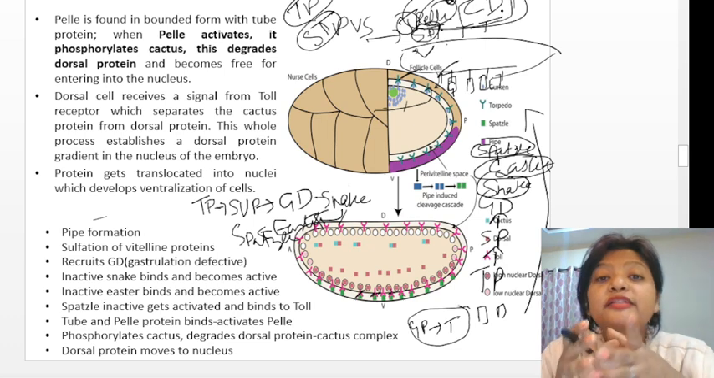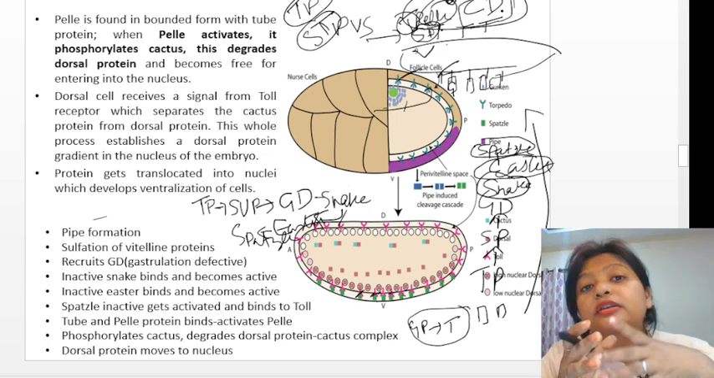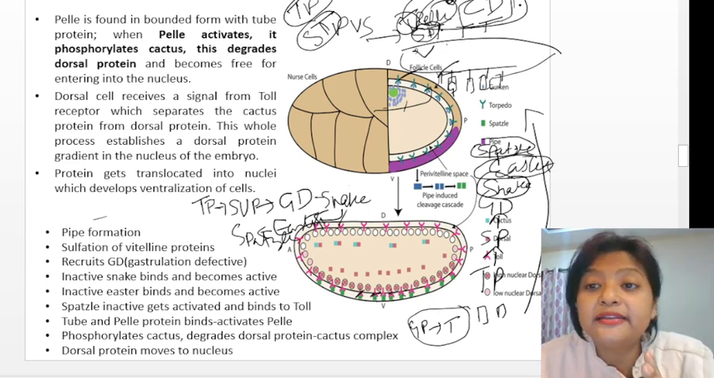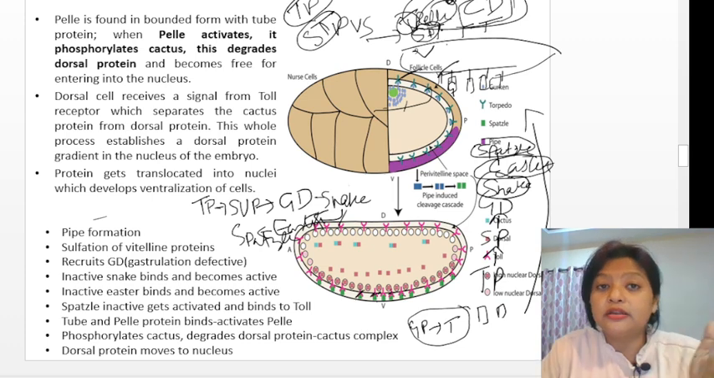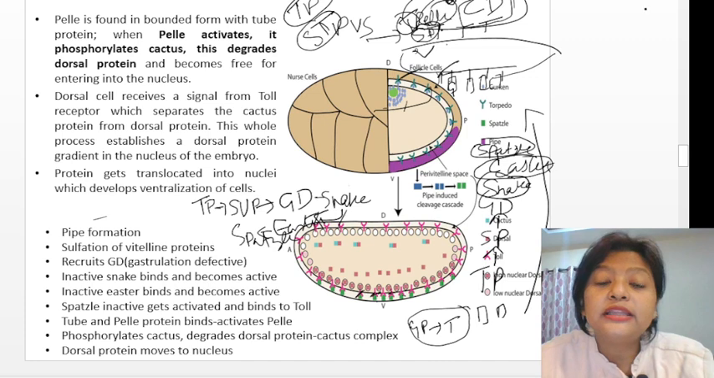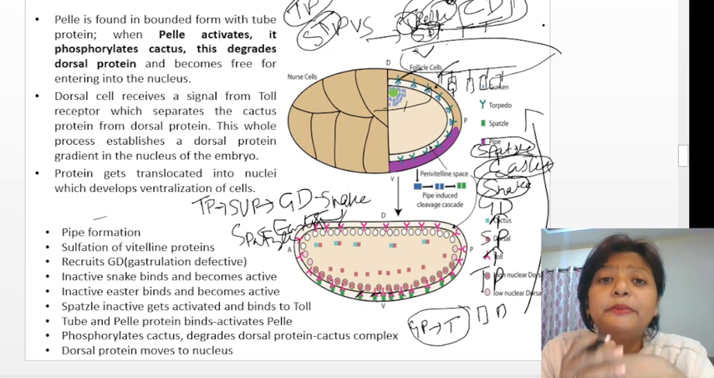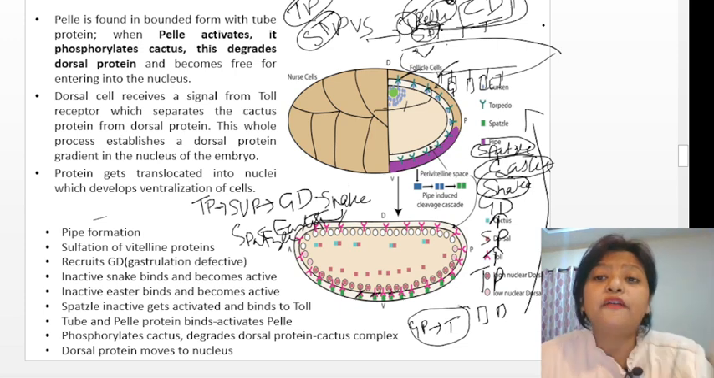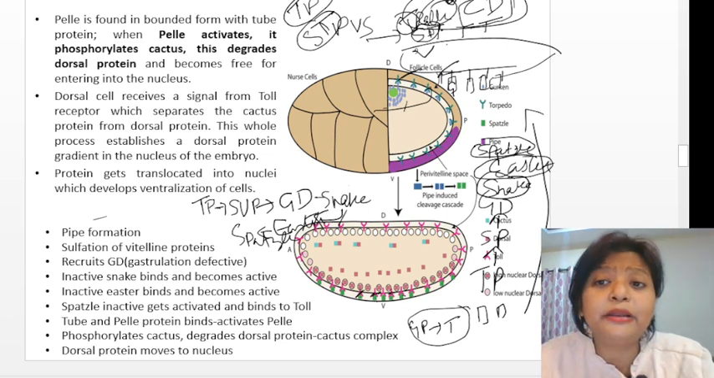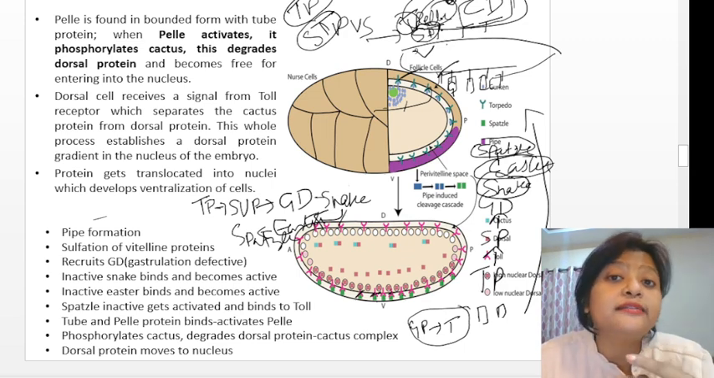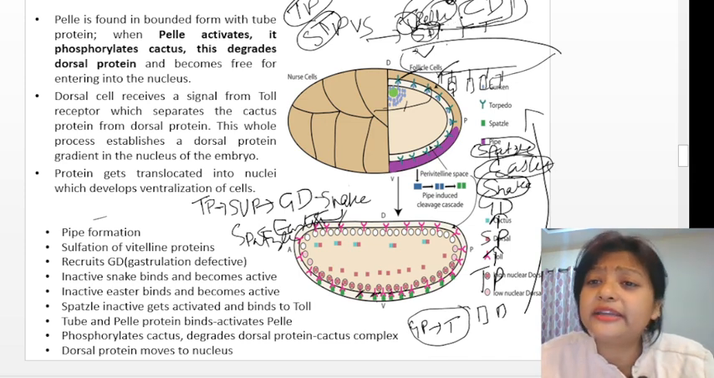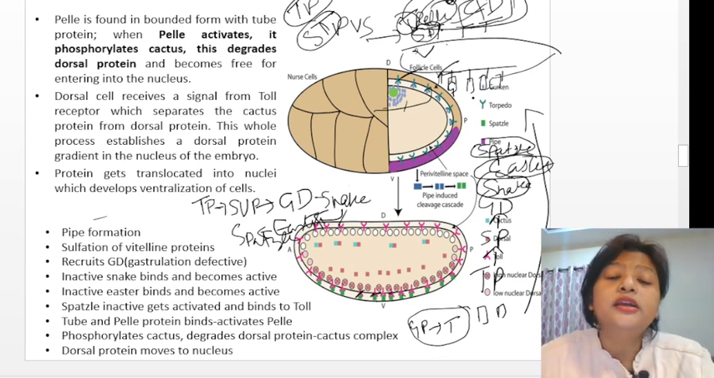So for ventralization to occur, for the dorsal ventral patterning to occur, this cactus and this dorsal have to separate. For their separation, it's important that toll and pele come and bind together into a complex, and pele has to phosphorylate cactus. After tube and pele bind together, pele becomes activated, because earlier pele is in an inactivated form. So pele will go and phosphorylate cactus, leading to separation of cactus from the dorsal protein.